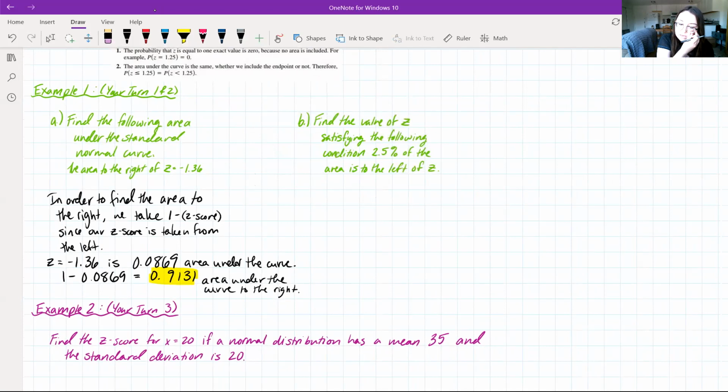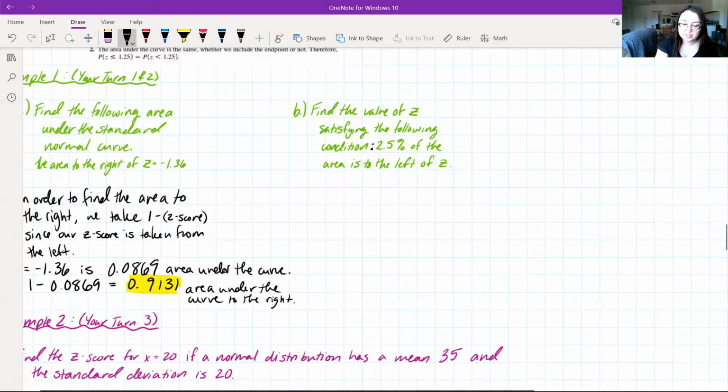For part B, we want to find the value of z satisfying the following condition: 2.5% of the area is to the left of z. I believe there should have been a colon right there. So we want to find the z value. Now we have the area under the curve, and we're finding the corresponding z value. So we're looking for the z where 2.5% of the area is to the left of z.